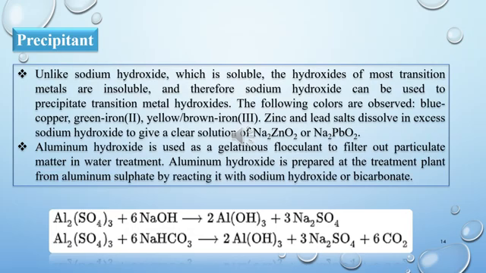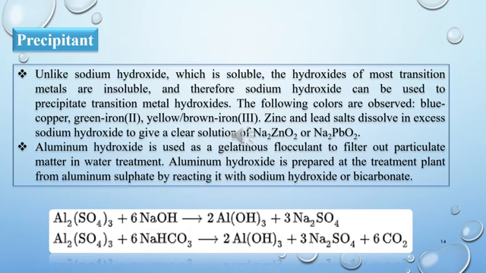And the last point is aluminum hydroxide is used as a gelatinous flocculant to filter out particulate matter in water treatment. Aluminum hydroxide is prepared at the treatment plant from aluminum sulfate by reacting it with sodium hydroxide or bicarbonate. Now, dear students, there is the reaction of aluminum sulfate with sodium hydroxide.